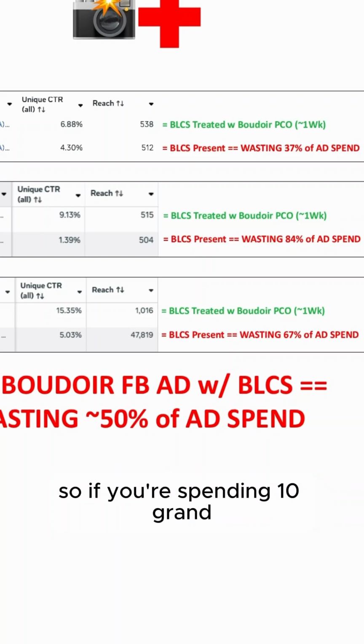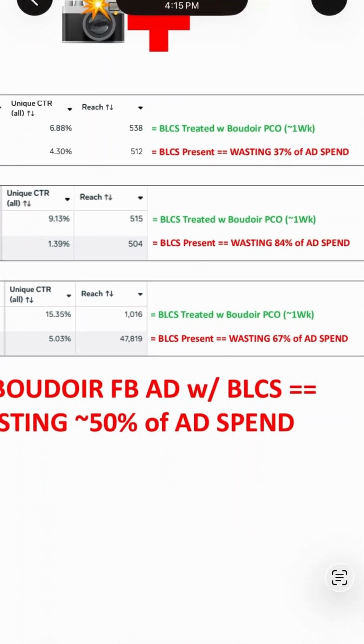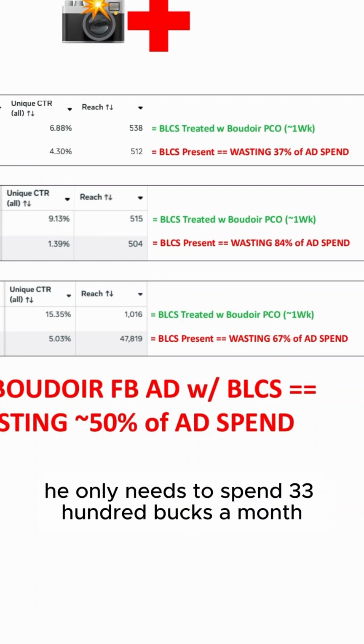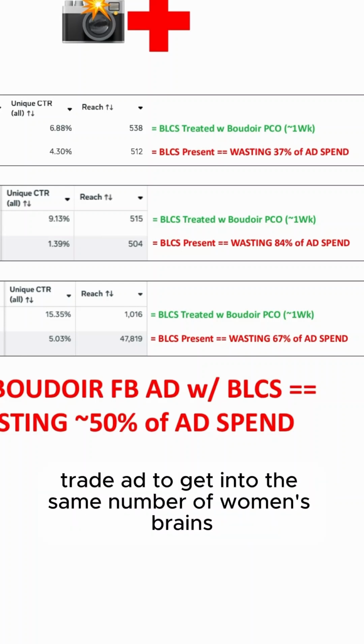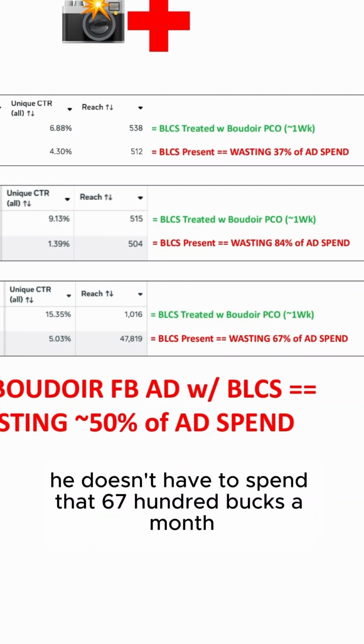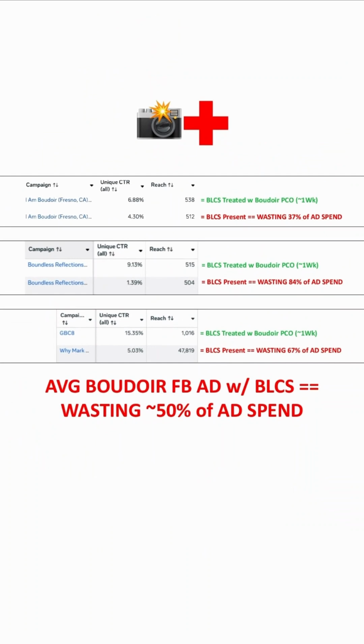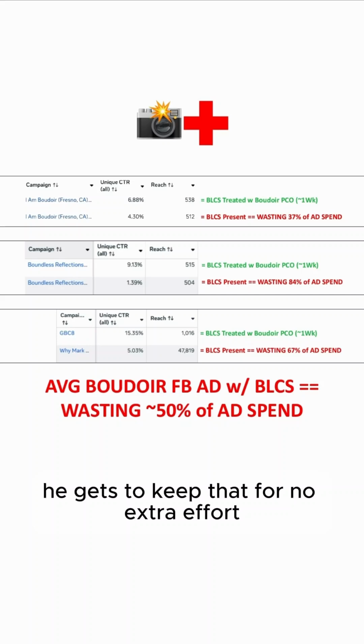So if he's spending 10 grand a month on the original Boudoir Facebook ad, he only needs to spend $3,300 a month on the Boudoir Pico ad to get into the same number of women's brains. And so it's kind of like he doesn't have to spend that $6,700 a month anymore, that difference, and he gets to keep that for no extra effort.